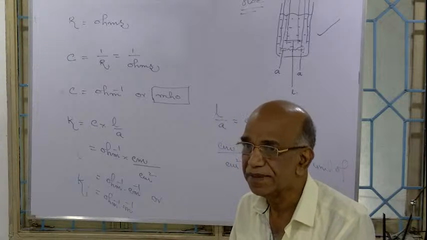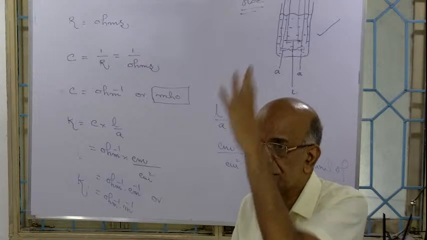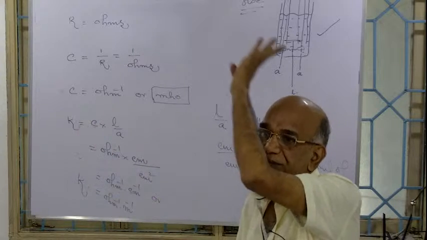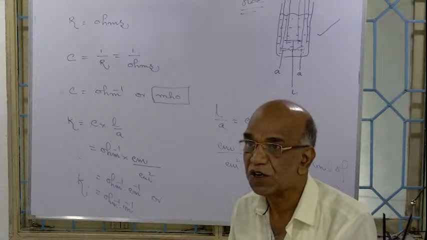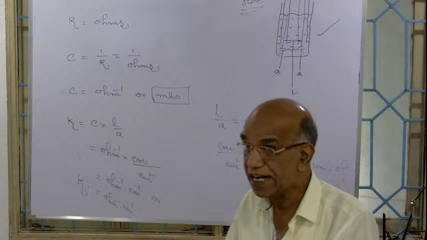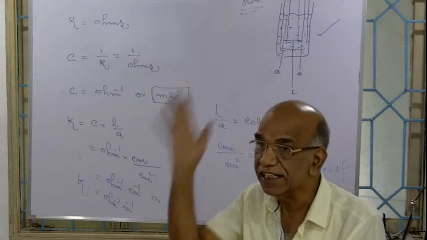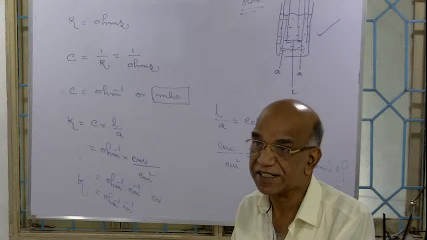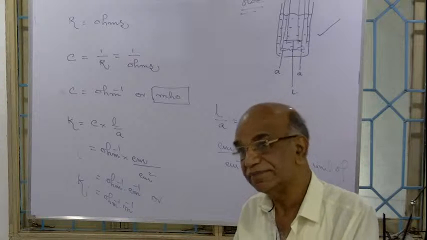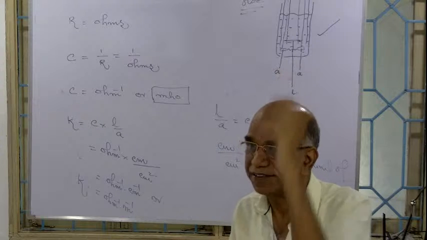To put it more briefly, the conductance of a solution of 1 cc enclosed between two parallel electrodes is called specific conductance. If 1 cc of solution is between two parallel electrodes and generates a certain extent of current, that is what we call specific conductance. That is why the word used is specific.